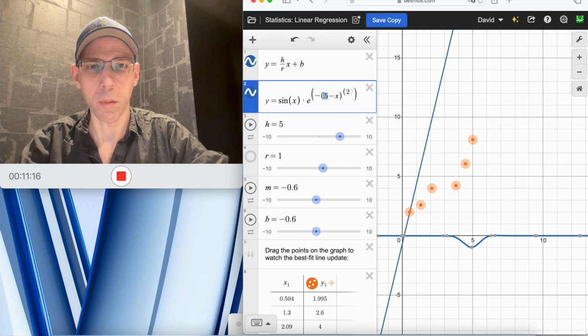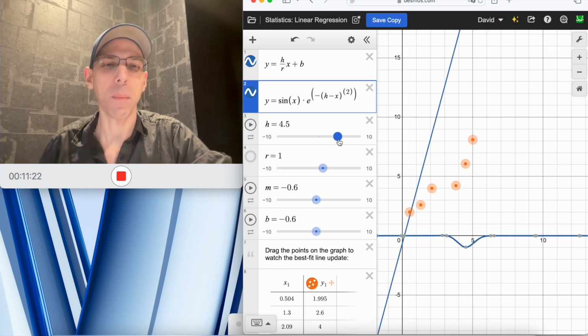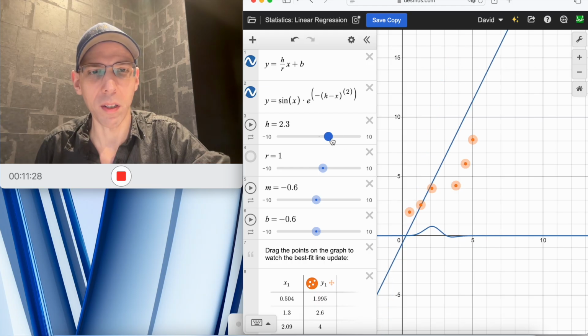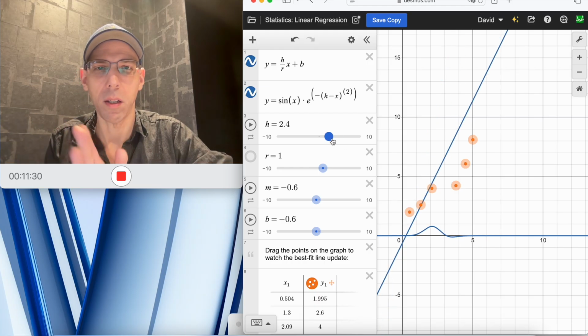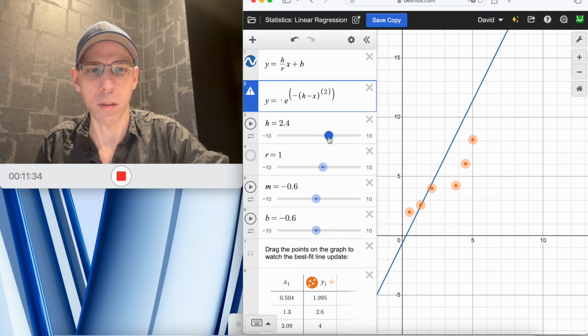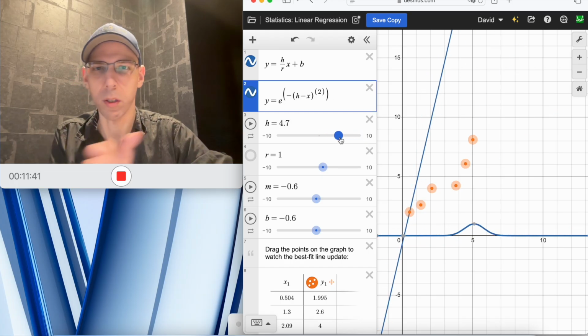And let me make this h. See what's happening now? Ignore this line. Look at what's happening here. If I get rid of the sign, what we see is the Gaussian function moving left to right.